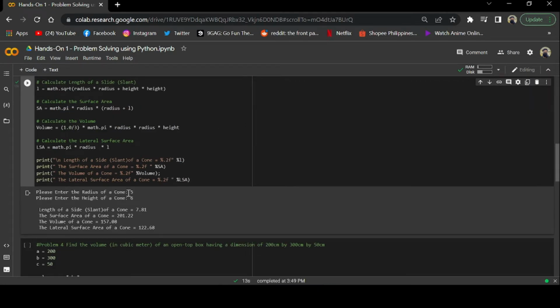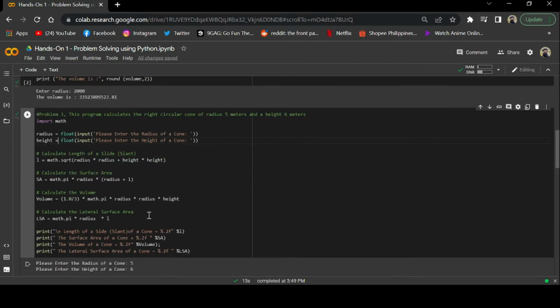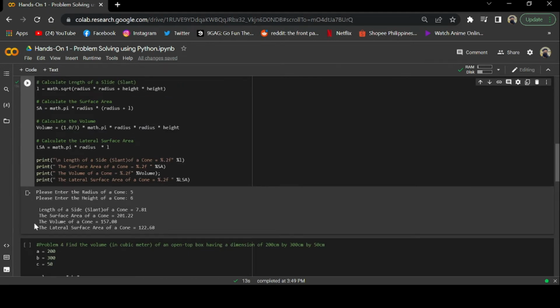So here is the output, which is the length of a side of the cone, equal to 7.81, and it has a surface area of a cone equal to 201.22. The volume of the cone equals 157.08 meters squared. And the lateral surface area of the cone is equal to 122.68.